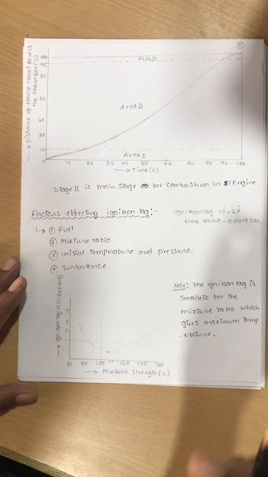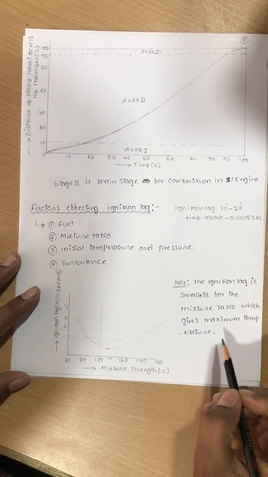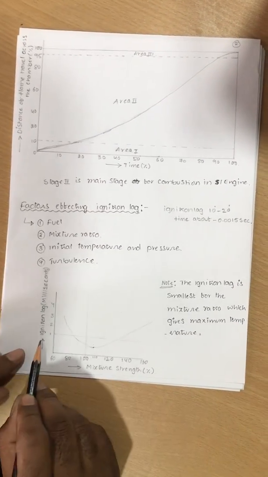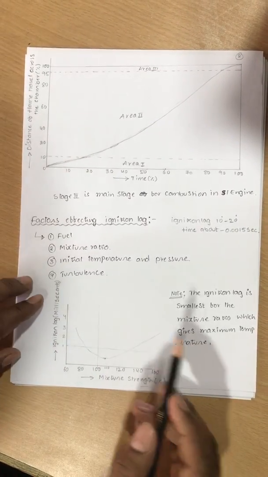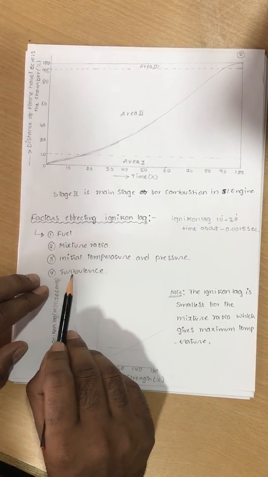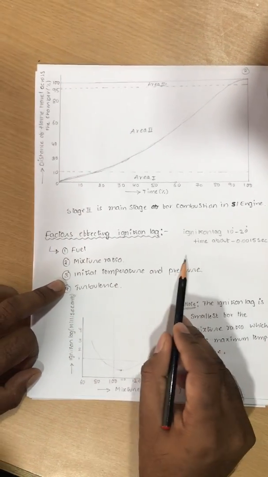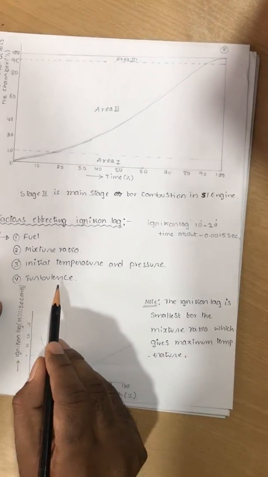These chemical reactions are faster at high temperatures. High temperatures occur at 10% richer than stoichiometric. That's why ignition lag is very small at 10% richer than stoichiometric. If the intake temperature increases, chemical reactions increase, and if chemical reactions increase, ignition lag decreases. That's it. The next one is turbulence.